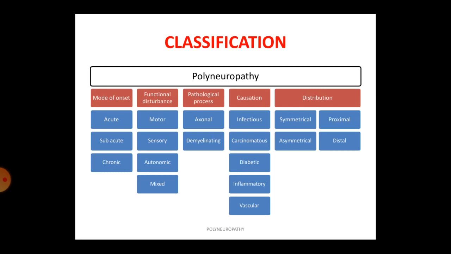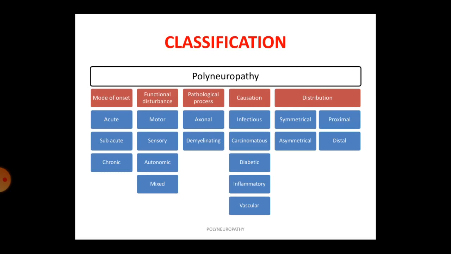Then the other type is proximal as well as distal. So if the neuropathy is affecting proximal joints more, it is known as proximal neuropathy, and if it is affecting distal joints more, it is known as distal neuropathy. Okay, proximal polyneuropathy examples are brachial plexus injury or brachial plexus inflammation. Generally it is known as brachial neuritis. Clear? So that is the best example of proximal polyneuropathy, brachial neuritis.